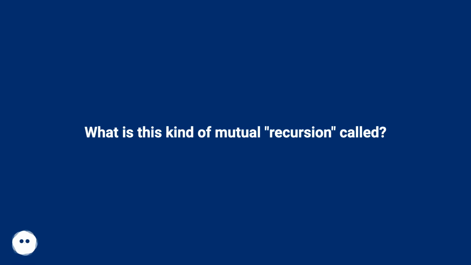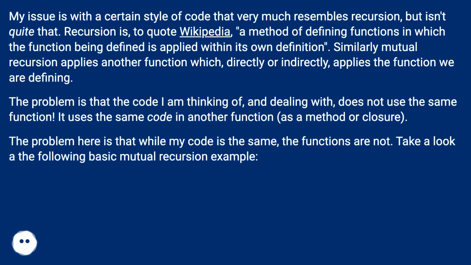What is this kind of mutual recursion called? My issue is with a certain style of code that very much resembles recursion but isn't quite that. Recursion is, to quote Wikipedia, a method of defining functions in which the function being defined is applied within its own definition. Similarly, mutual recursion applies another function which, directly or indirectly, applies the function we are defining.